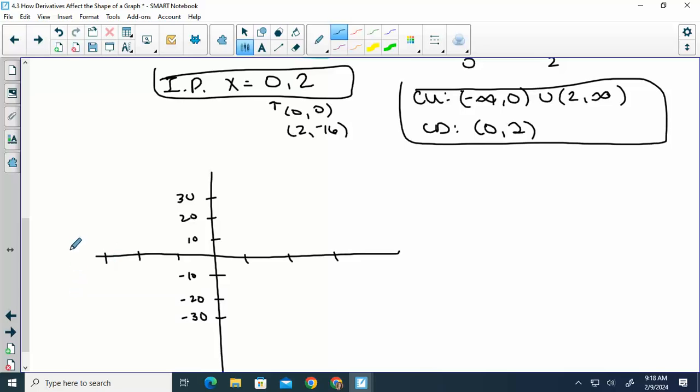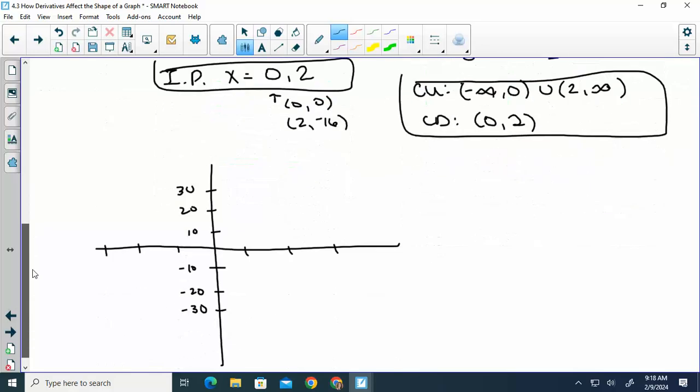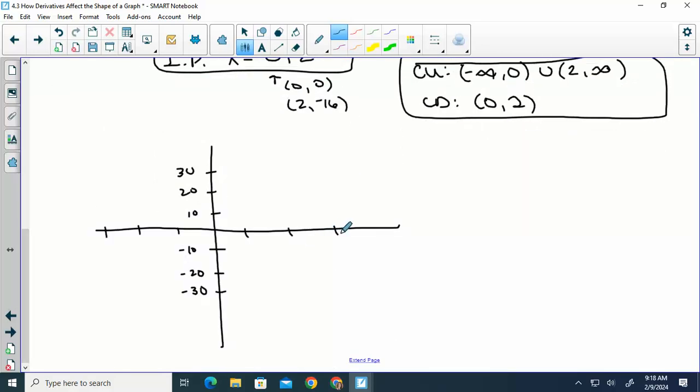Now we plot all of our stuff. So we know we had a minimum at positive 3, negative 27. Inflection points, I'm going to plot those with x's. So they're not maxes or mins, those are places where the curvature of our graph just changes.